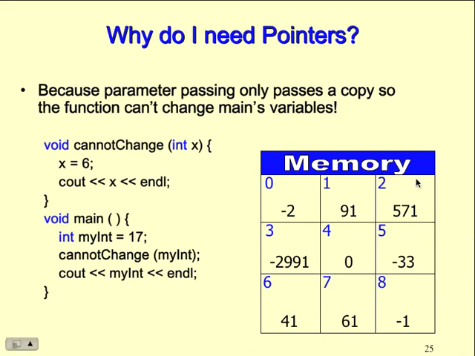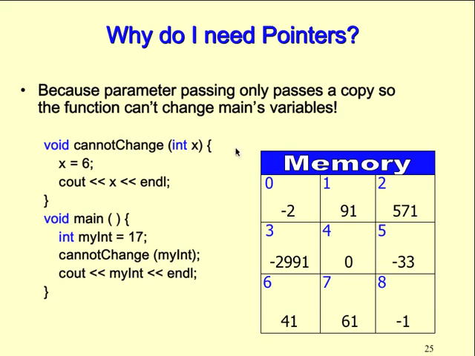Why do I need pointers? Because parameter passing only passes a copy to the function. You can't change main's variables in a function. When you send something by copy to a function as a parameter, what happens in the function stays in the function. You've got to pass the argument back. What if you're working with a lot of data? You want to pass a lot of data to the function? Probably not. It's a lot easier to pass the location of the data.